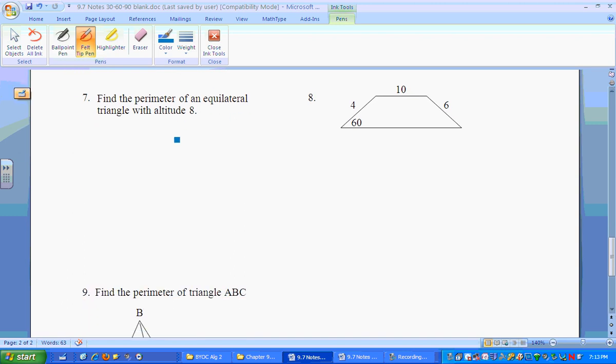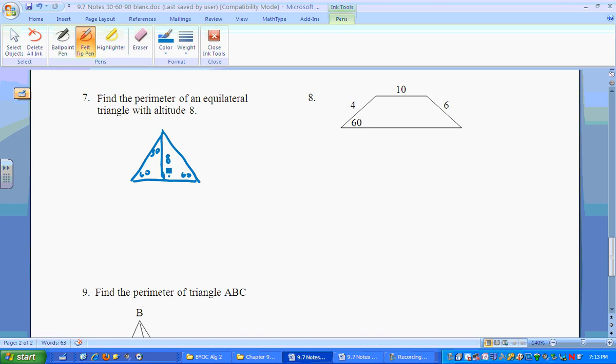Moving on, find the perimeter of an equilateral triangle. So we'll draw an equilateral triangle with an altitude of 8. What did we learn from the beginning? Scroll back if you need to. We learned that this breaks up into a 30, 60, 90 triangle. So while doing that, we want the perimeter, so we need each side length.